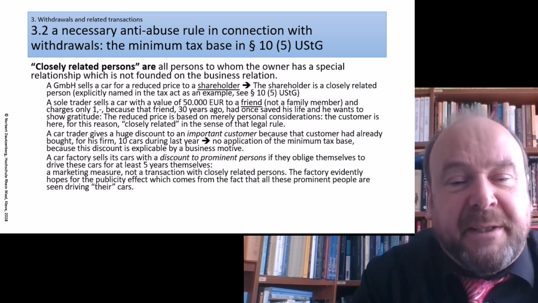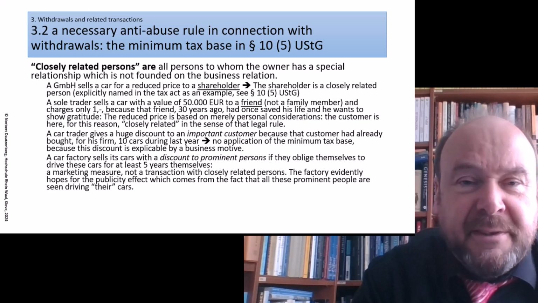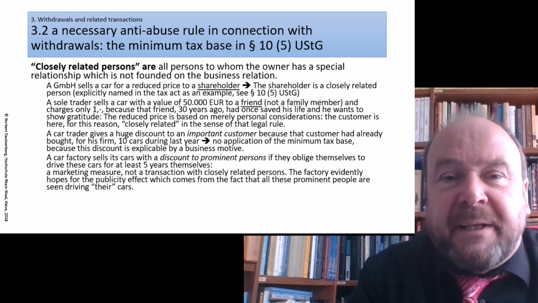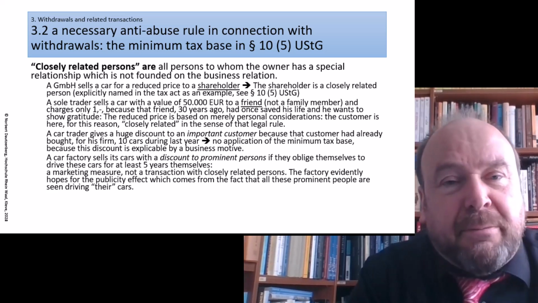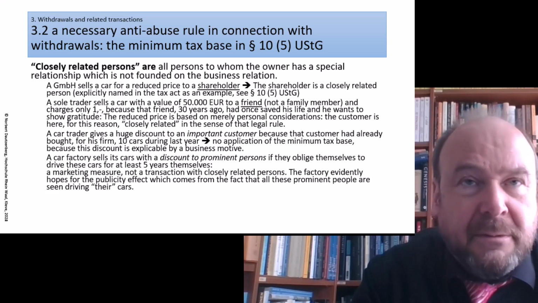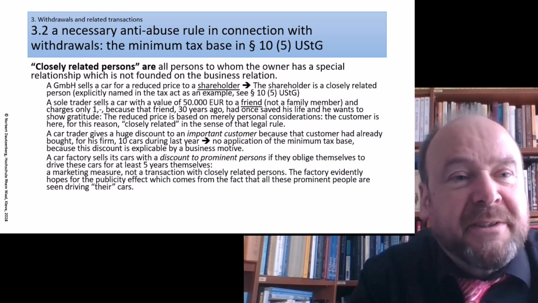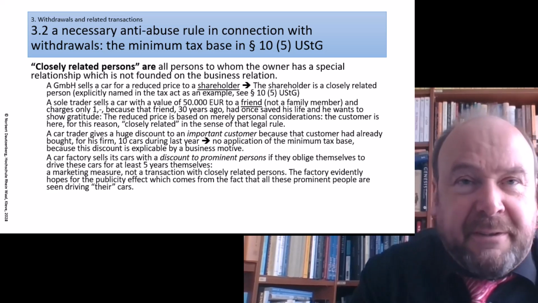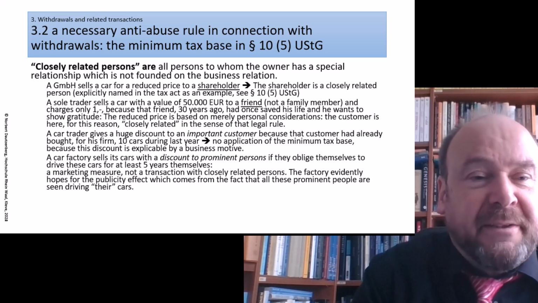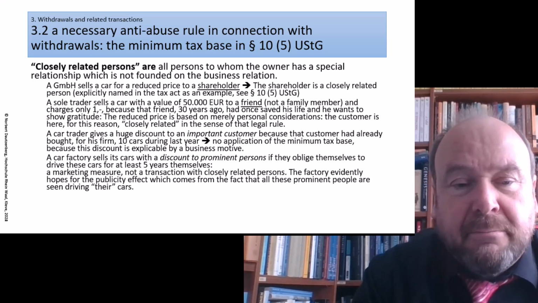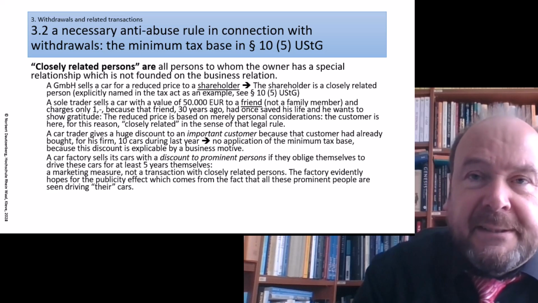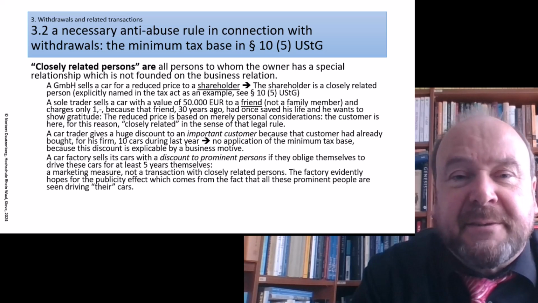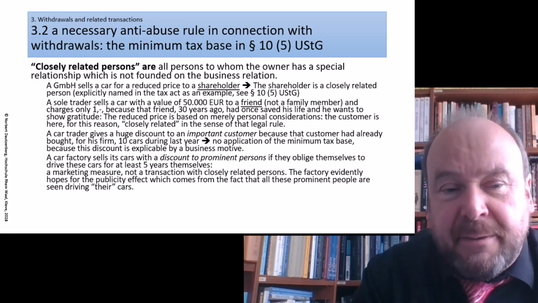If you sell it to a friend, not a family member, that friend is also closely related because, well, friend, if you make a special price, not as a marketing measure. Naturally a trader always makes a special price and treats everybody as a friend. However, if that really is a friendship price, lower than usual, then the price deviates from market conditions for personal reasons, so the minimum tax base has to be checked.